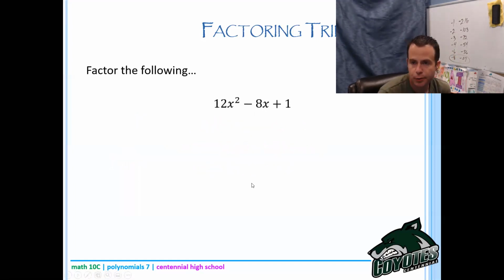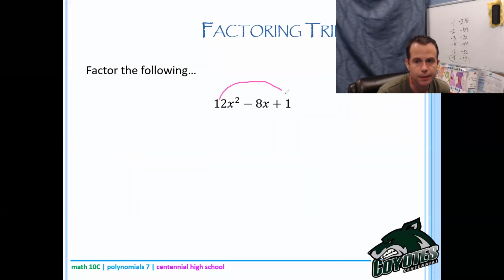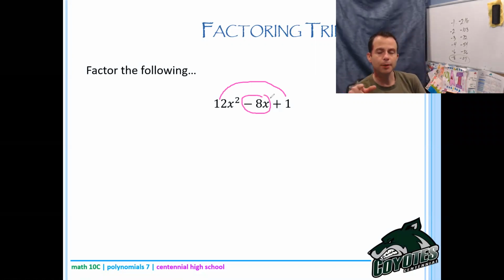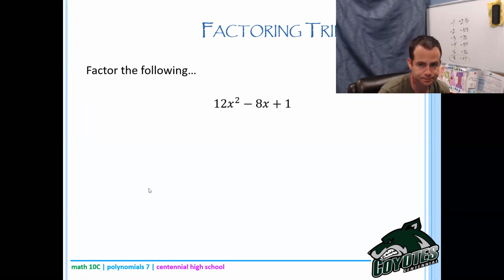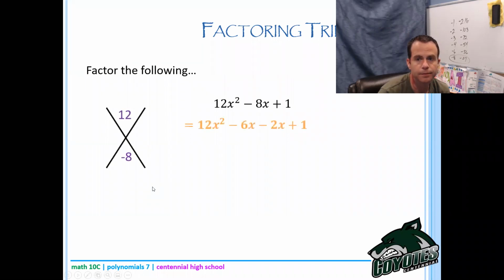Okay, 12x squared minus 8x plus 1. I'm looking for two numbers that multiply together to give me 12 and add together to give me negative 8. They have to multiply together to give me a positive, so that means both numbers have to be negative in order to add together to give me a negative. So going through my factors of 12, that would be -6 and -2.